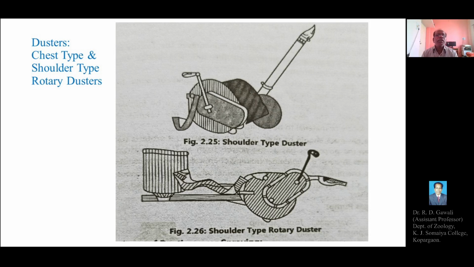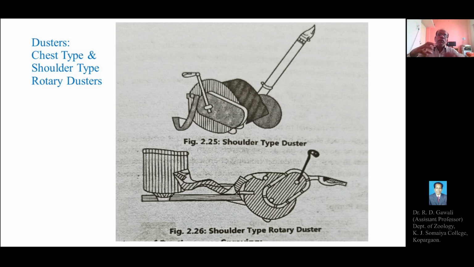So these are the two figures showing chest type and shoulder type rotary duster. In our syllabus there is the shoulder type rotary duster, so consider the lower figure of the shoulder type rotary duster to study the duster, which is the only one included in our syllabus. The diagram above, named shoulder type rotary duster, is different. It is a chest type. The lower one only is a shoulder type rotary duster, and the upper one is a chest type.